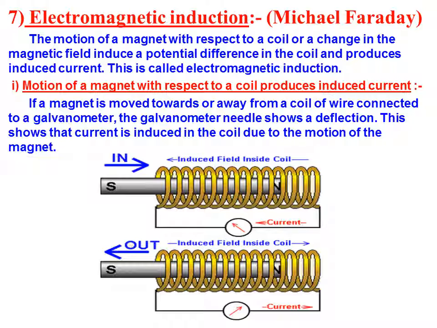Electromagnetic induction, EMI, which is based on Fleming's right hand rule. In this case, the current is induced in the conductor by the motion of the magnet toward it, and so the galvanometer shows a deflection. That type of current is called induced current, and this phenomenon in which the current is produced by the motion of a magnet is called EMI, electromagnetic induction, which was given by Michael Faraday.